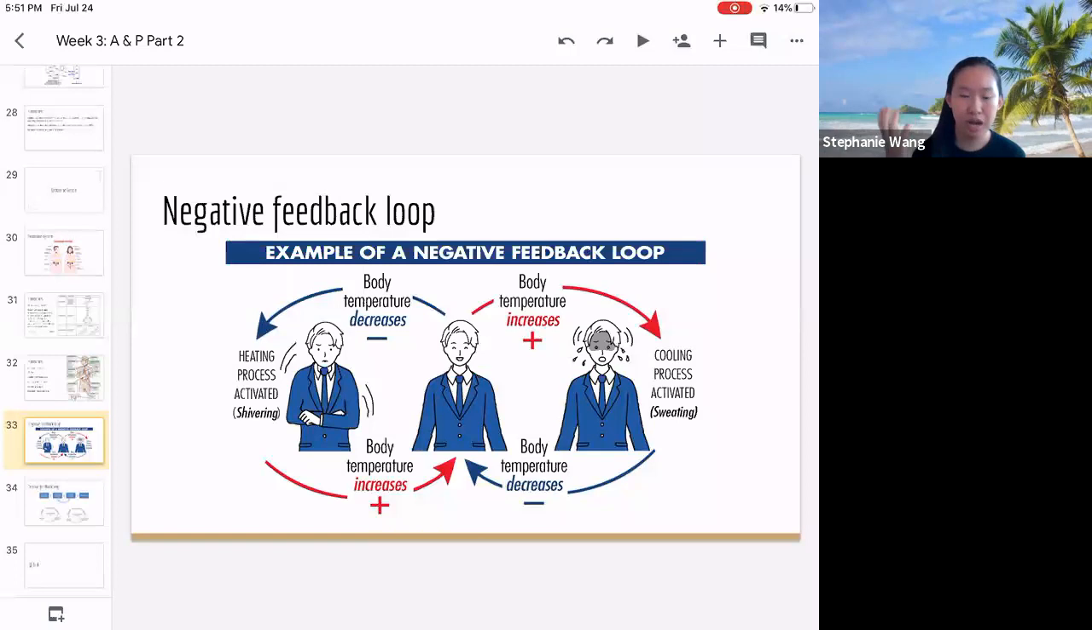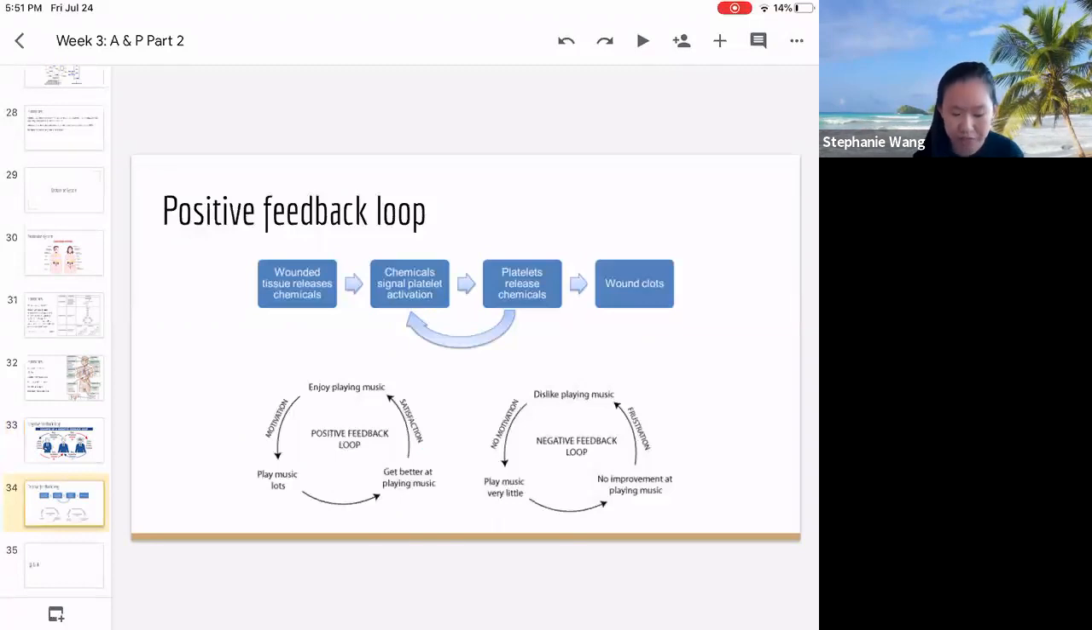Once you have a certain stimulus, a certain action in your body will cause the stimulus to decrease so that you maintain homeostasis. Meanwhile, if your body temperature increases, you will begin to sweat, and that will cool your body down, causing your body temperature to return to normal. So that would be a negative feedback loop. On the other hand, we have a positive feedback loop, and positive feedback loops are a lot less common than negative feedback loops.